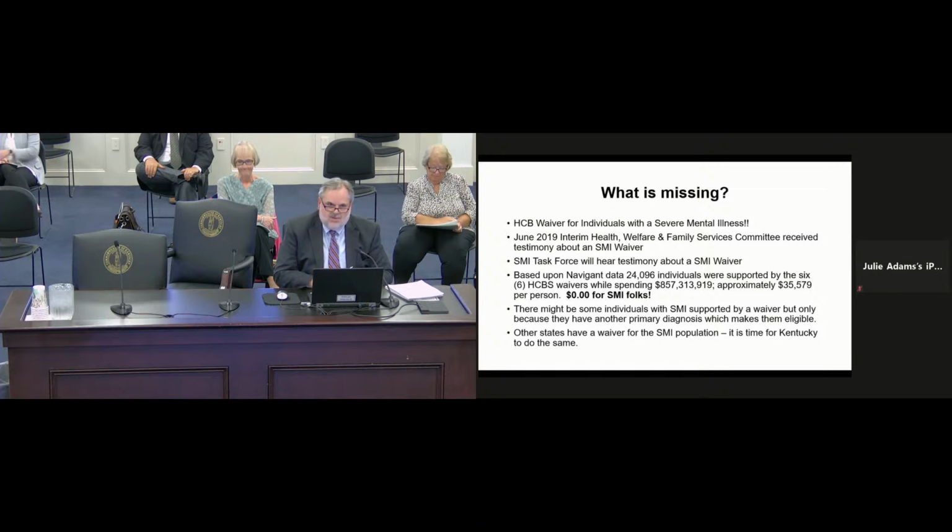$0 spent on that population in Kentucky. It's about time we change that. Nationally, it's $12 for every 10,000 waiver dollars that go to people who are severely mentally ill. I think it's time we make that change. Other states have a waiver, so one of my recommendations is an SMI waiver.